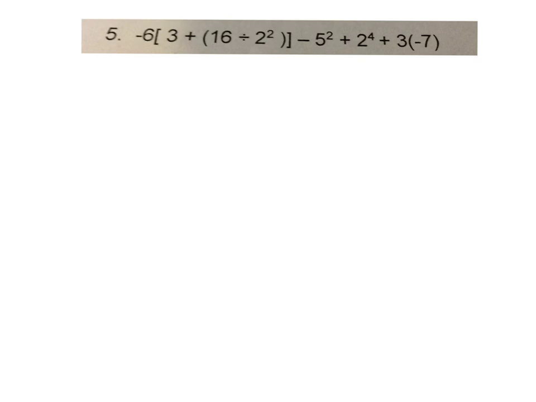Alright, question 5 is kind of a big one. So what I'm going to do first is I'm going to look inside the brackets, and I'm going to do the one step that's farthest inside the parentheses, which is 2 squared. Now, if you wanted to, you could also do this exponent and this exponent at the same time. So pretty much I'm doing all my exponents first, because inside the brackets, that would have been the first step according to order of operations. So I have negative 6 brackets, 3 plus, notice I'm copying down all the same symbols. 2 squared is 4.